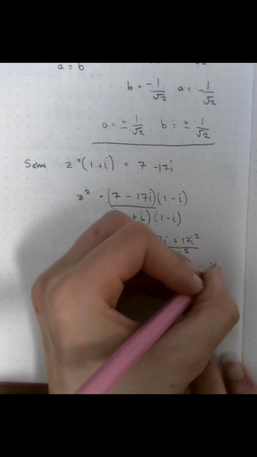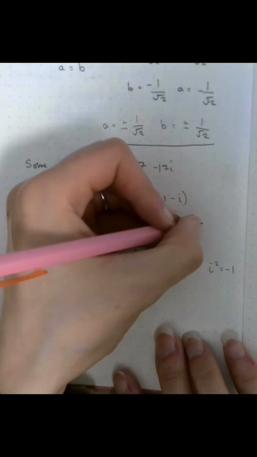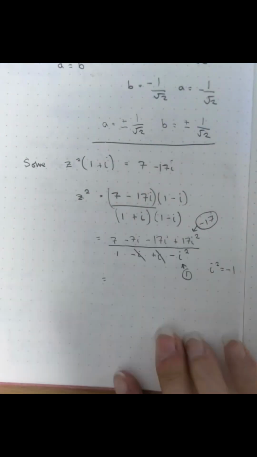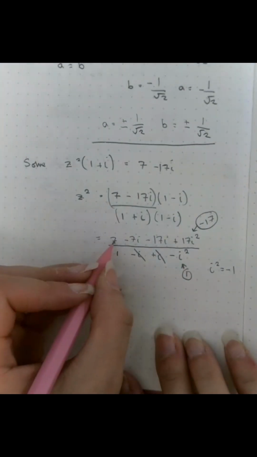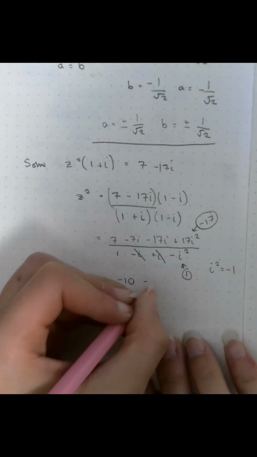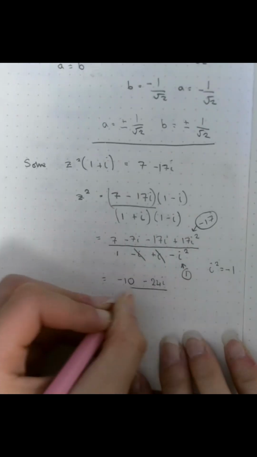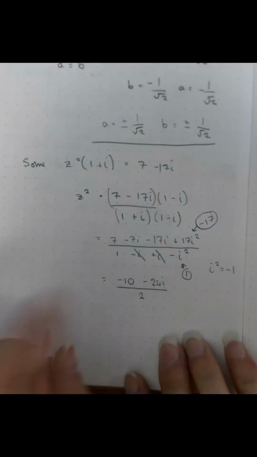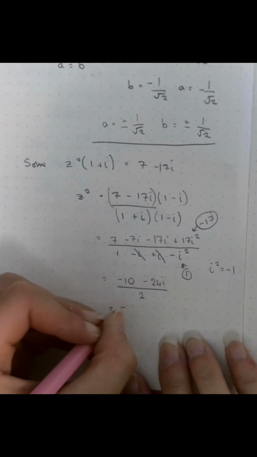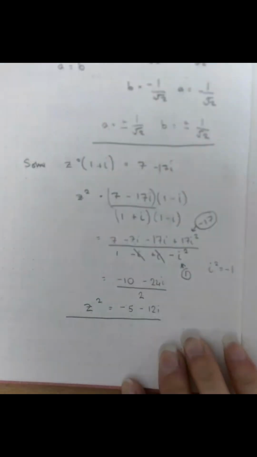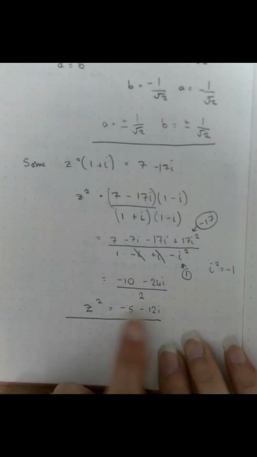We know that i squared is just negative 1. So we're going to get that 17i squared will become minus 17. And we know this minus i squared will become positive 1 because it's going to be minus 1, positive 1. So let's work this out. 7 minus 17 will get us minus 10. Then the minus 7i minus 17i will be minus 24i. And that is going to be over 1 plus 1, 2. And therefore, we can just halve both of those to get negative 5 minus 12i. And remember, that's all equal to z squared. So now we have z squared in this form, a plus bi.